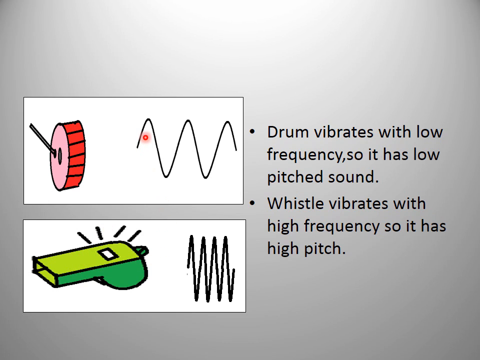high pitch. We can see here the frequency of vibration is low, that is number of vibrations per second is low. Here in the case of whistle, the number of vibrations per second is more, that is it has high frequency. High frequency means it has high pitch, low frequency means it has low pitch.